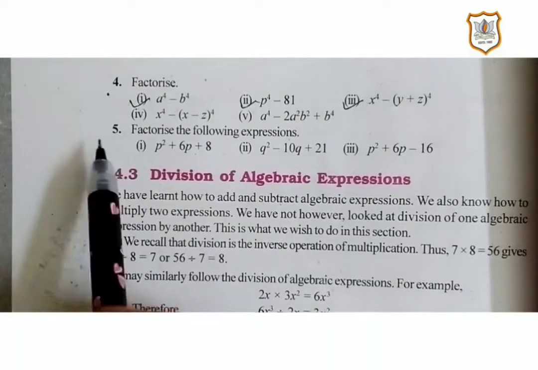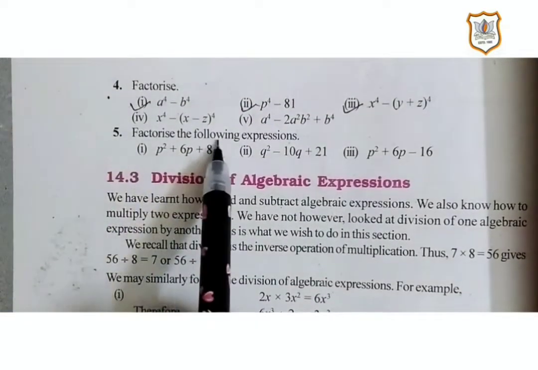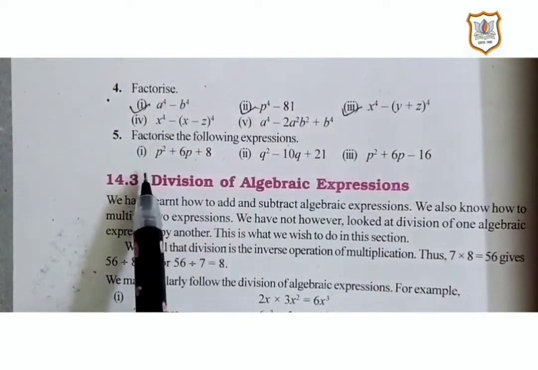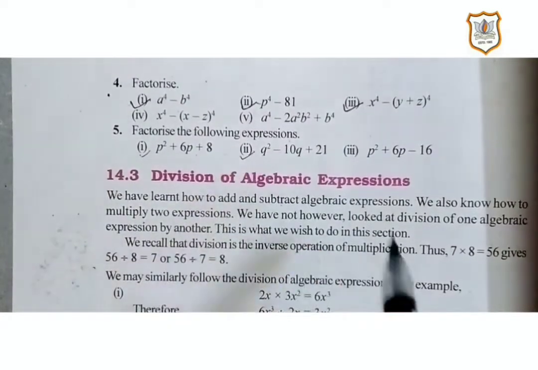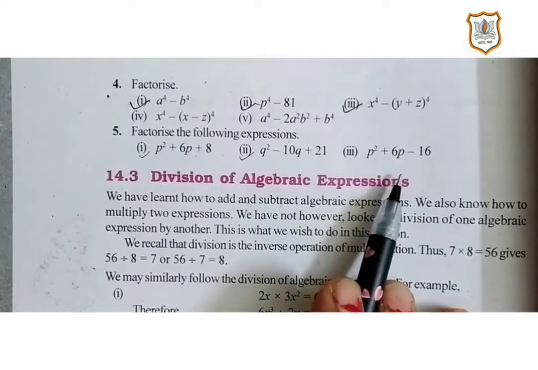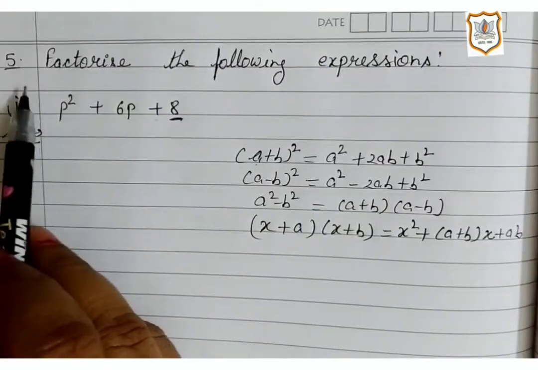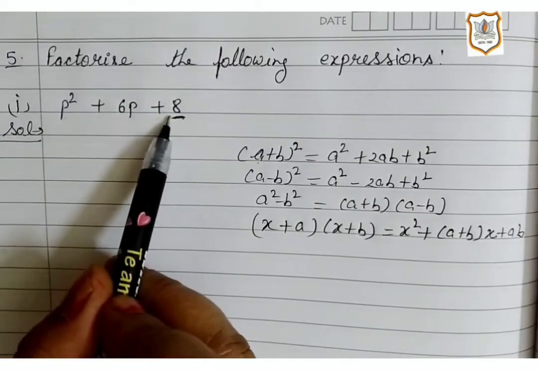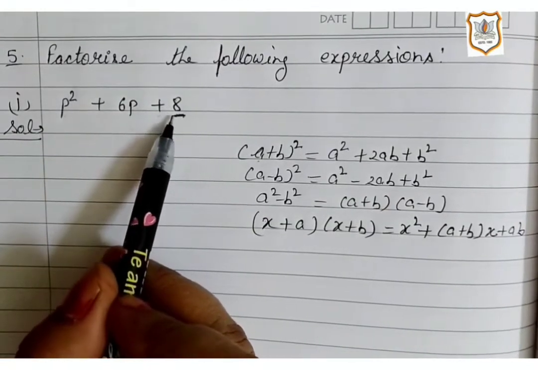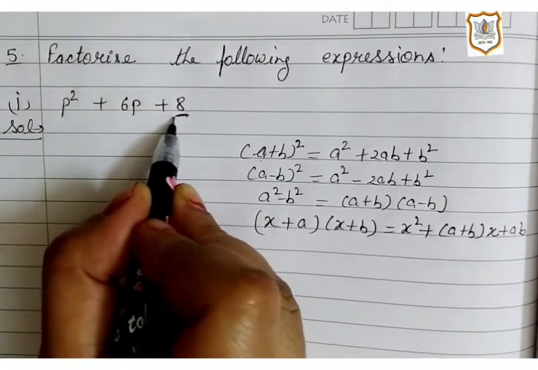Now we move to question number 5, factorize the following expression. Here also I will explain first and second part. Third part you have to do by yourself. Now solution for first part of question number 5, p square plus 6p plus 8. Here students, the last term is 8 and 8 is not the square of any number.